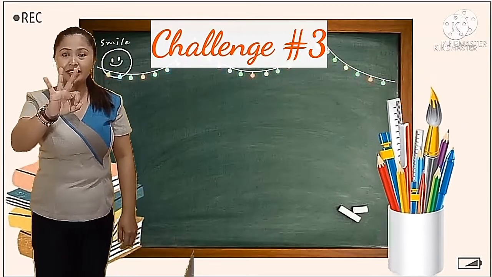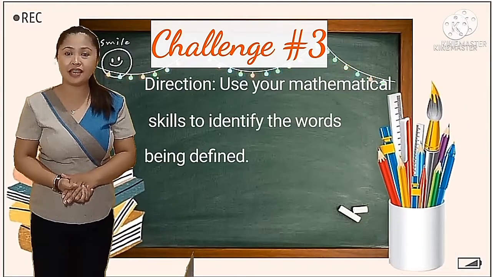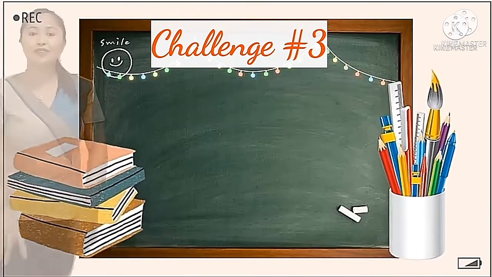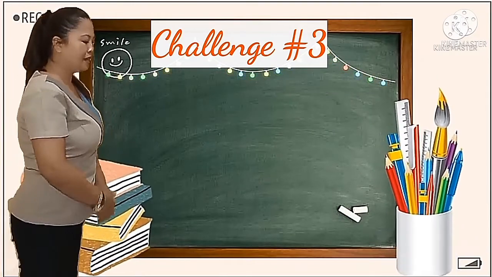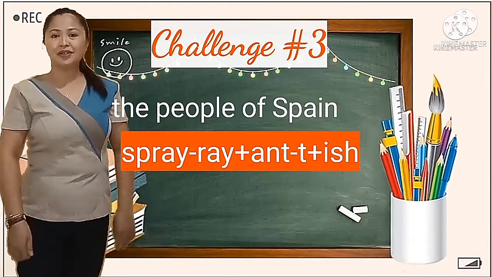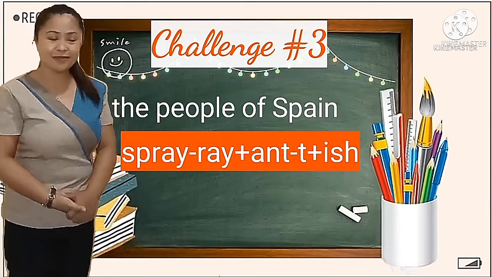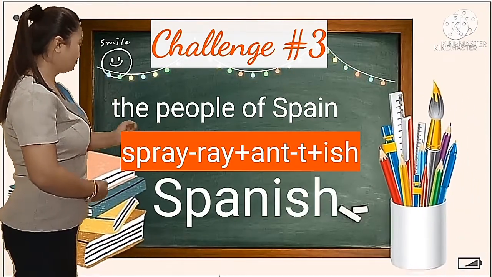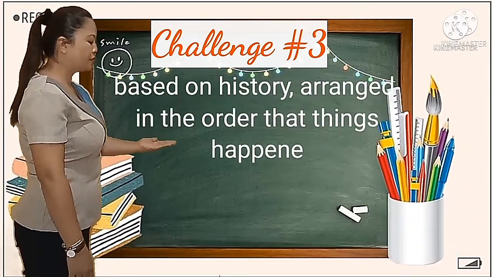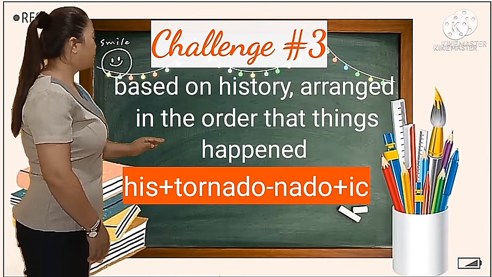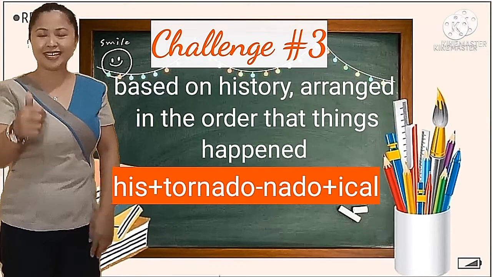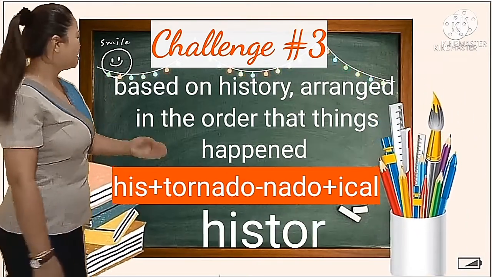Challenge number 3. Use your mathematical skills to identify the words being defined. The first word is the people of Spain. Correct. The word is Spanish. History, arrange in order the things that happened. Correct. The word is historical.